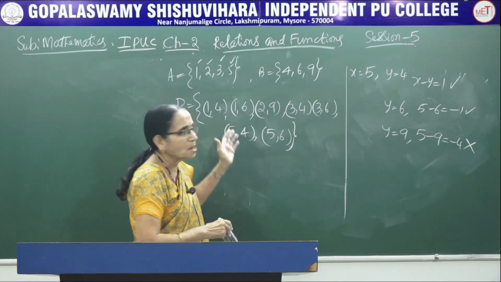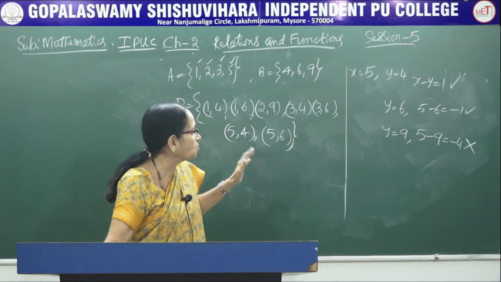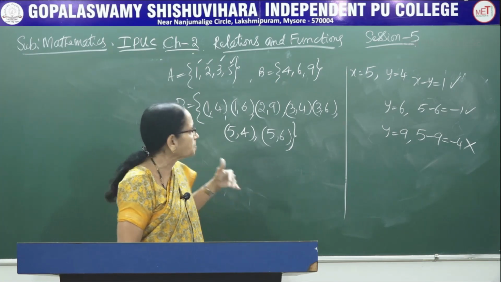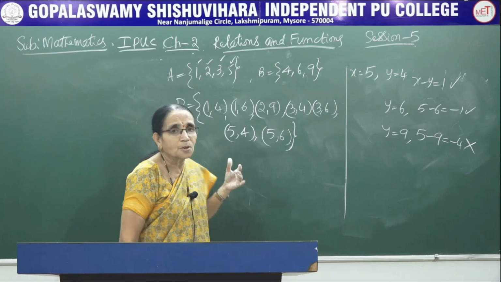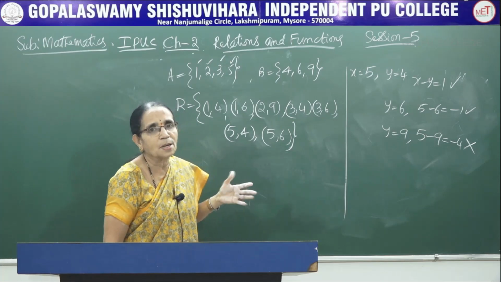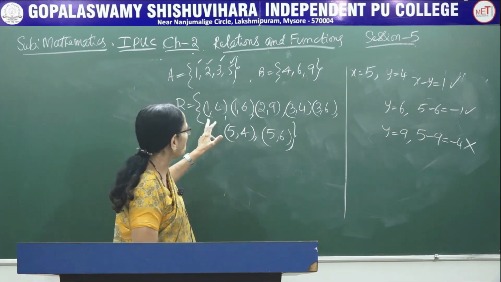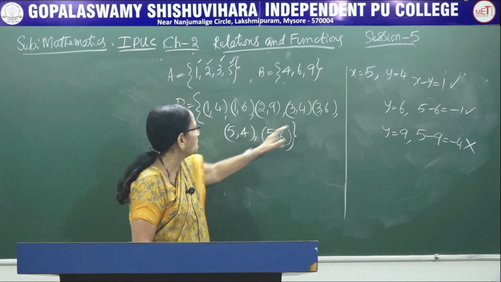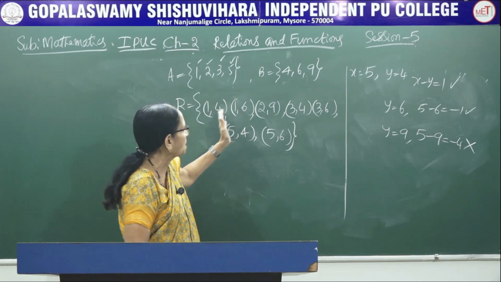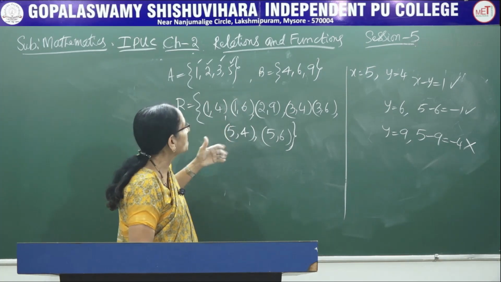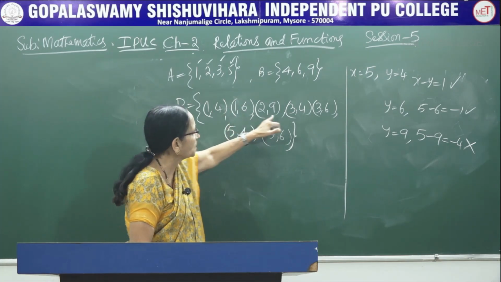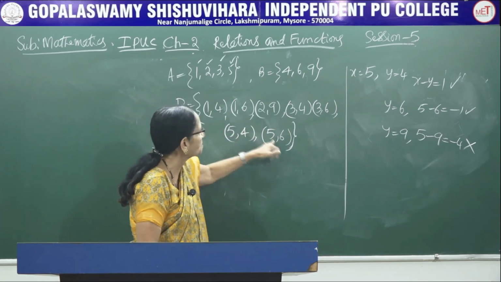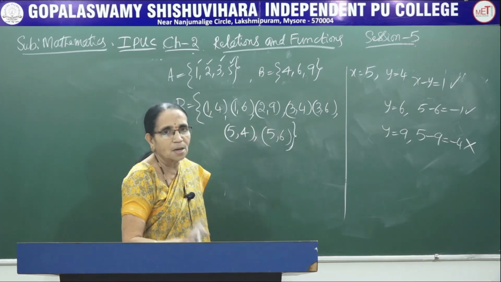So in this problem they have asked you to write only the relation in the roster form. Suppose they ask you to write the domain as well as the range. Domain you can write, 1 is repeated, only one time you can take 1, 2, 3 and 5. What is the range here? Range means 4, 6, 9. All the numbers have come here. 4 is repeated, 6 is repeated, 9 has come once.